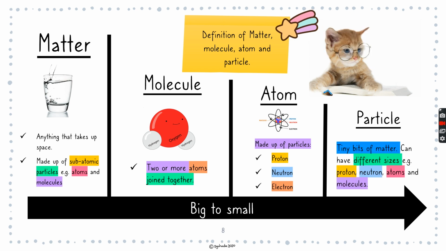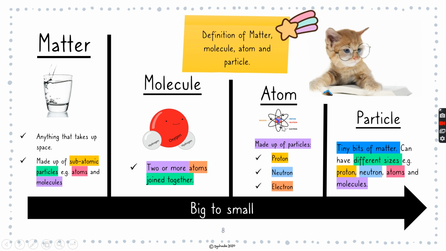And what's a particle? Particles can mean big or small, but it can also mean the smallest thing. That's why I put it as the smallest, because it can be smaller than an atom. But you can also call a molecule a particle as well. Particle refers to the tiny bits of matter. It can have different sizes, for example, protons.